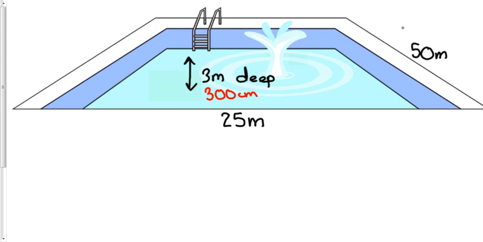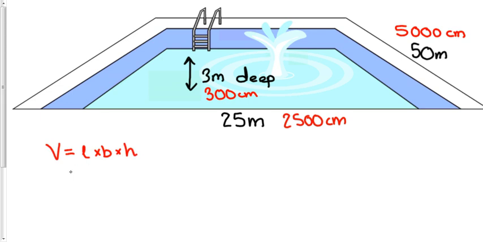50 metres, 5,000 centimetres. I begin to think that immediately this is going to be really, really terrifying. 25 metres, 2,500 centimetres. Okay, so we've got our dimensions in centimetres. Okay, so our volume is going to be length times the breadth times the height.